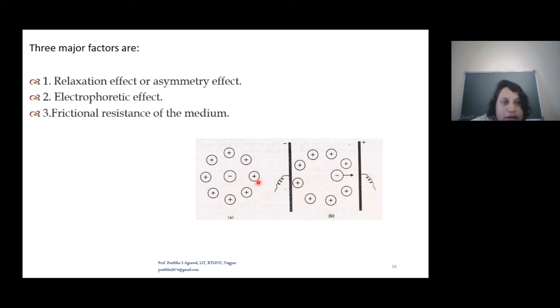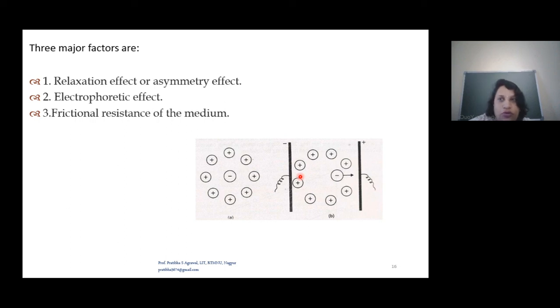So this is the central negative ion surrounded by the positively charged ions which form the ionic atmosphere. This ionic atmosphere is symmetrically situated in the absence of a field. But when the field is applied, the negative ion moves towards the anode and the positive ionic atmosphere towards the cathode. So a large number of positive ions are left behind it and these are pulling the ion backward.